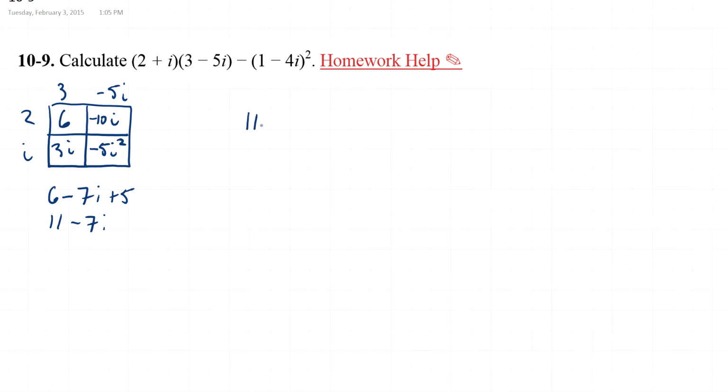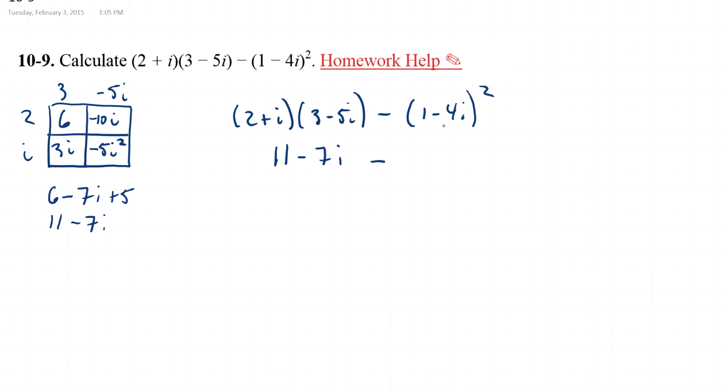So we get 11 minus, well, actually, let me write this out. We have (2 plus i)(3 minus 5i) minus (1 minus 4i) squared. So we know this is going to be 11 minus 7i minus. What is this going to equal? We can create another little box: 1 minus 4i and 1 minus 4i. And so you get 1, negative 4i, negative 4i, and then a negative times a negative is positive 16i squared.